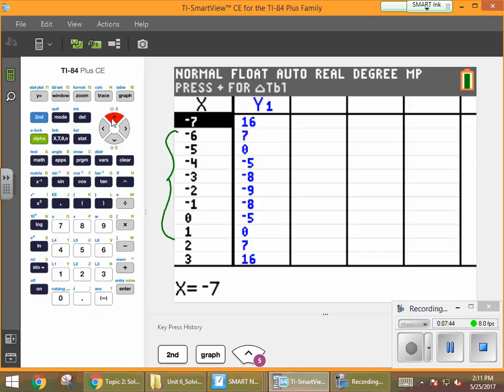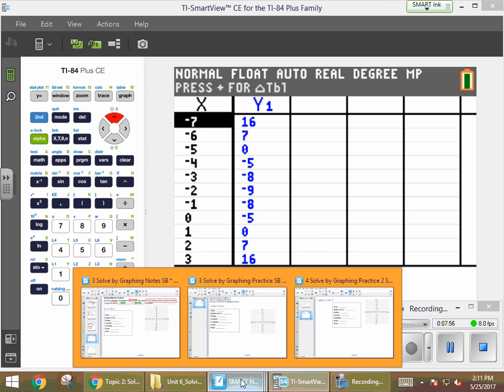So I want you to take a moment. You can pause the video if you do not have a calculator, but you should, and take this table of values and copy it onto your paper. I'm going to do the same on my grid, and then we'll join back together.